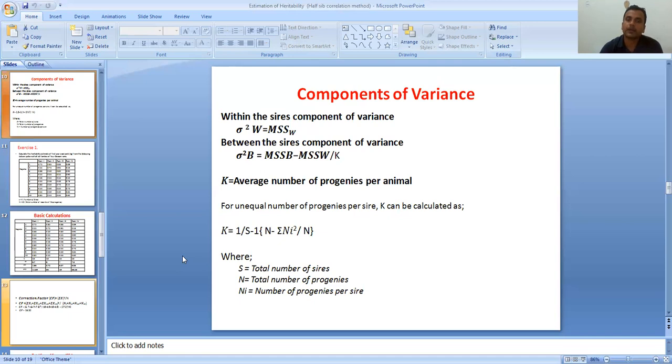K is equal to 1 divided by S minus 1, where S is the total number of sires, capital N is the total number of progenies, and Ni is the number of progenies per sire.